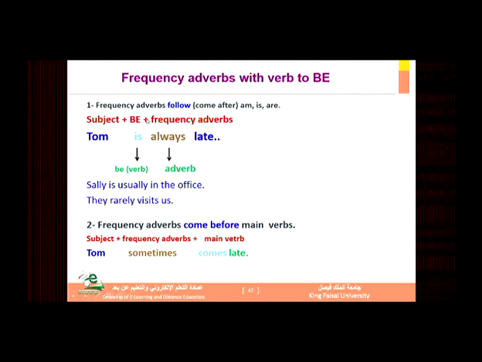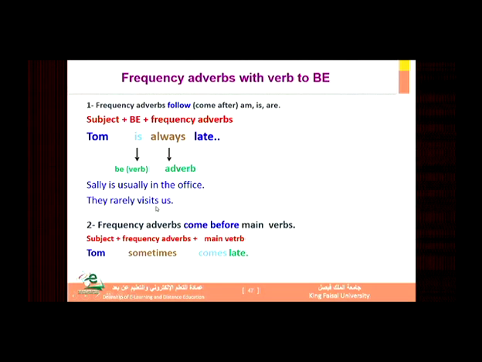So Tom is the subject, is one form of verb to be, and always is the adverb. It is coming after the verb to be, while in the case of the simple present main verb, we have seen that the adverb comes before the verb rather than after the verb. Another example, Sally is usually in the office. We don't say Sally usually is. It is Sally is usually in the office. So the adverb comes after. The adverb follows the verb.